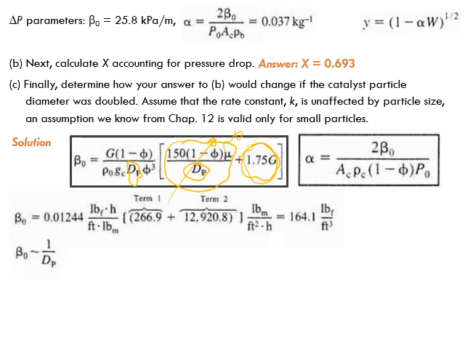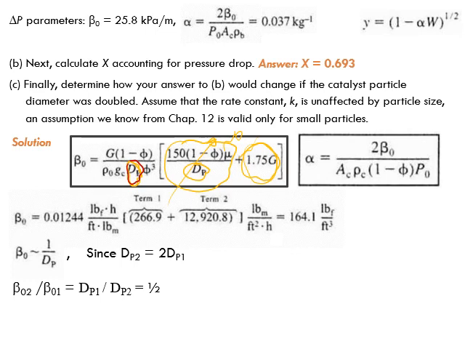beta naught is inversely proportional to the particle size, right? It is inversely proportional to the particle size. So beta naught in case 2 divided by beta naught in case 1 equals dp in case 1 divided by dp in case 2, correct? Because they are reversely proportional.